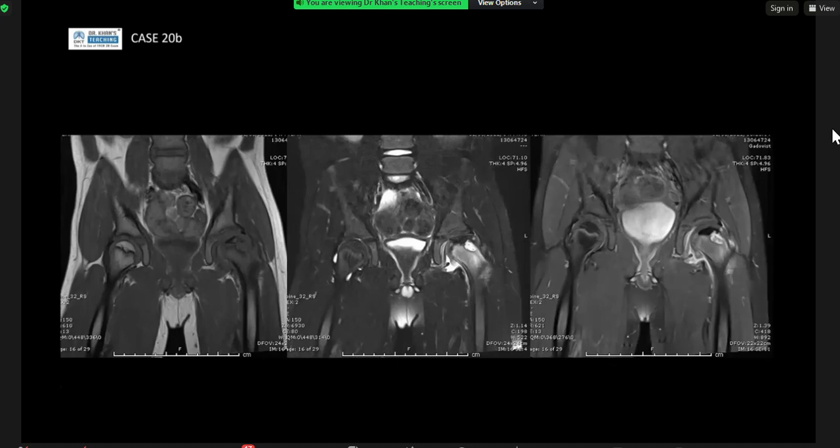Well, you've got another MR. So we did MR on this child. Do you want to talk me through this? Does it confirm or refute what you initially thought it was on X-ray?